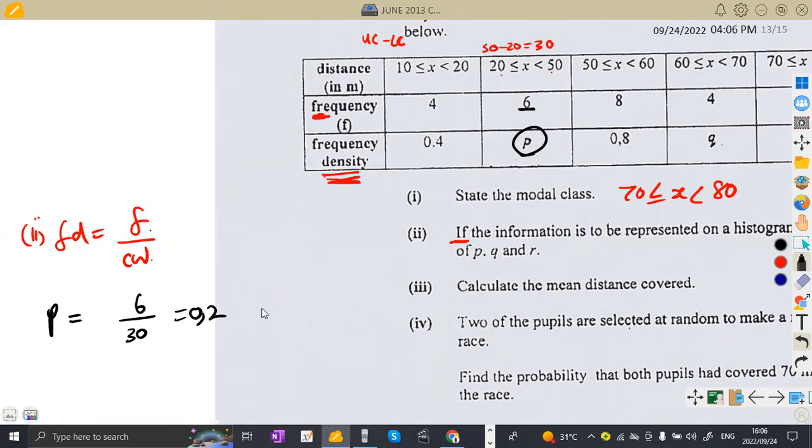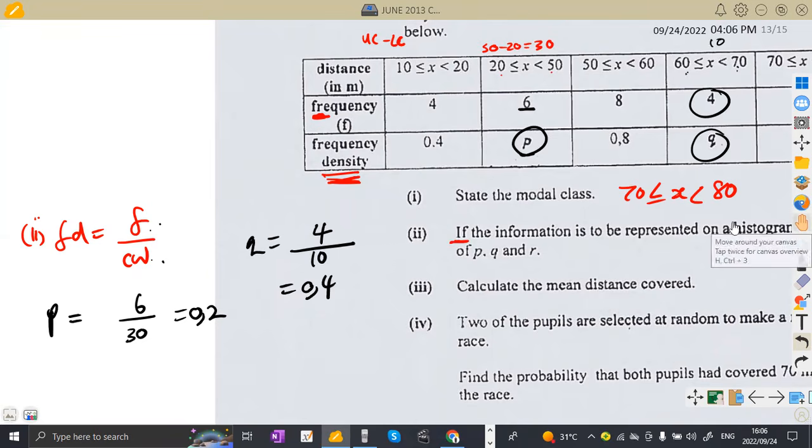You do the same on Q. So Q is going to be the same, the frequency over the class width. As you can see, Q is the frequency density again. So the frequency is 4 over the class width from 60 to 70. How big is the class? So it's 70 minus 60, which is 10. So it's over 10, which is going to give us 0.4.